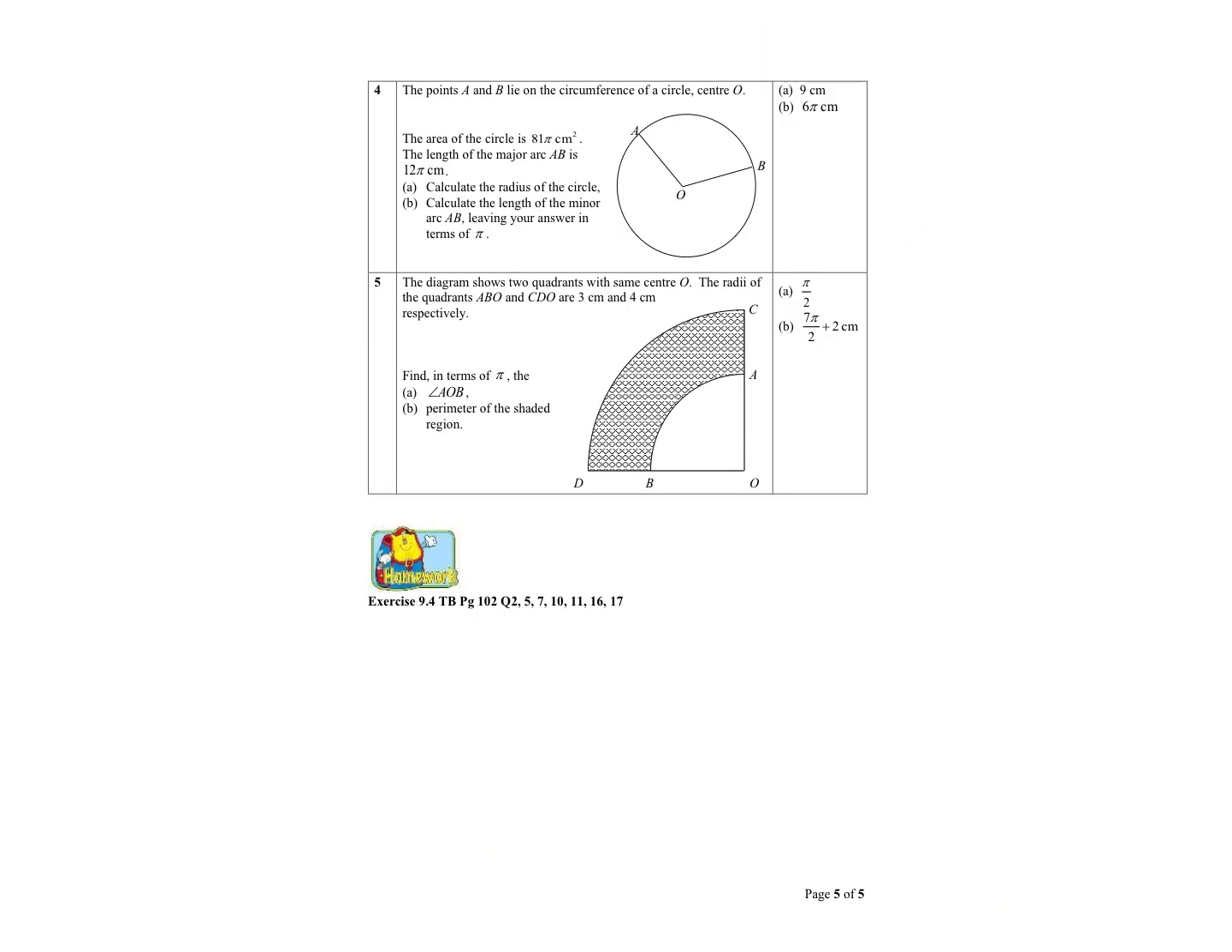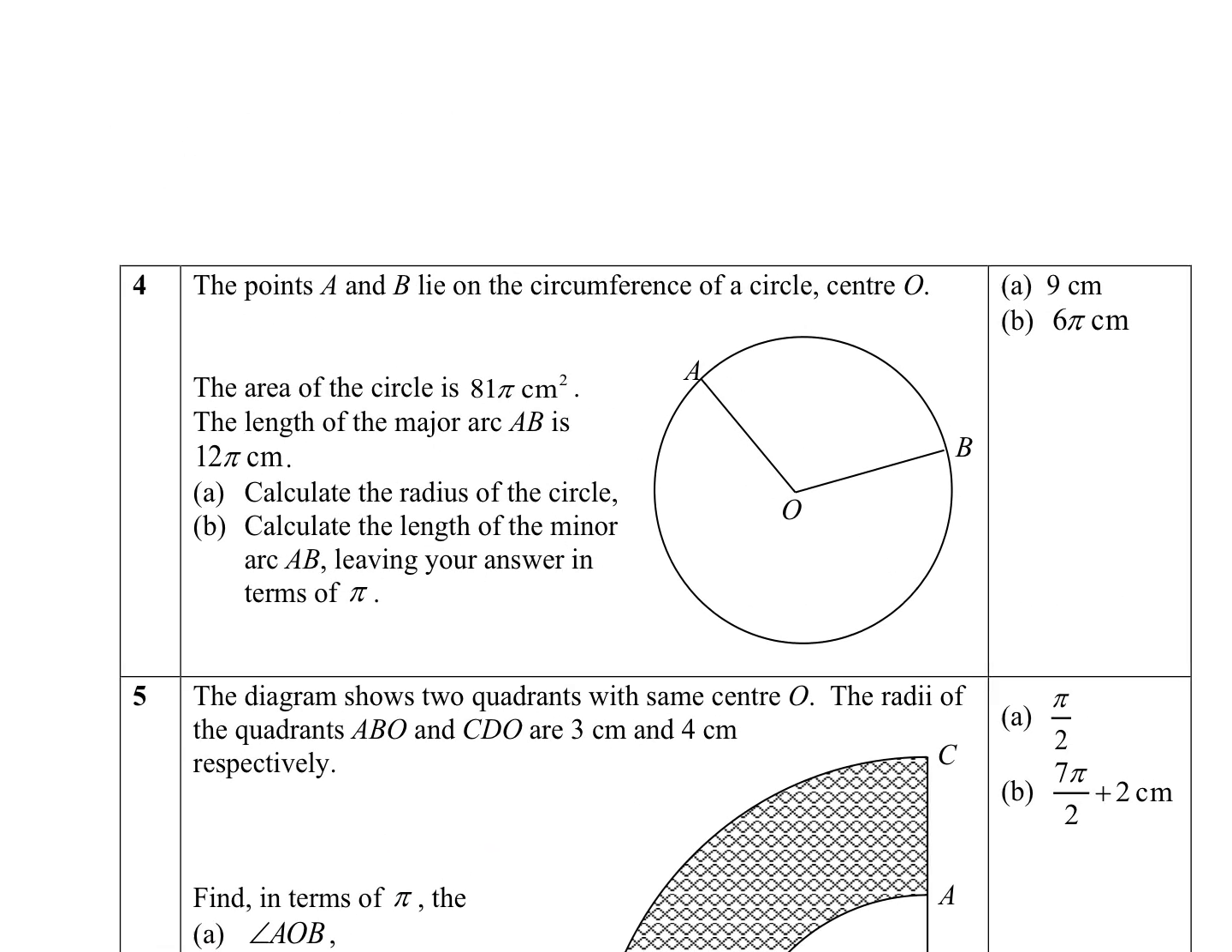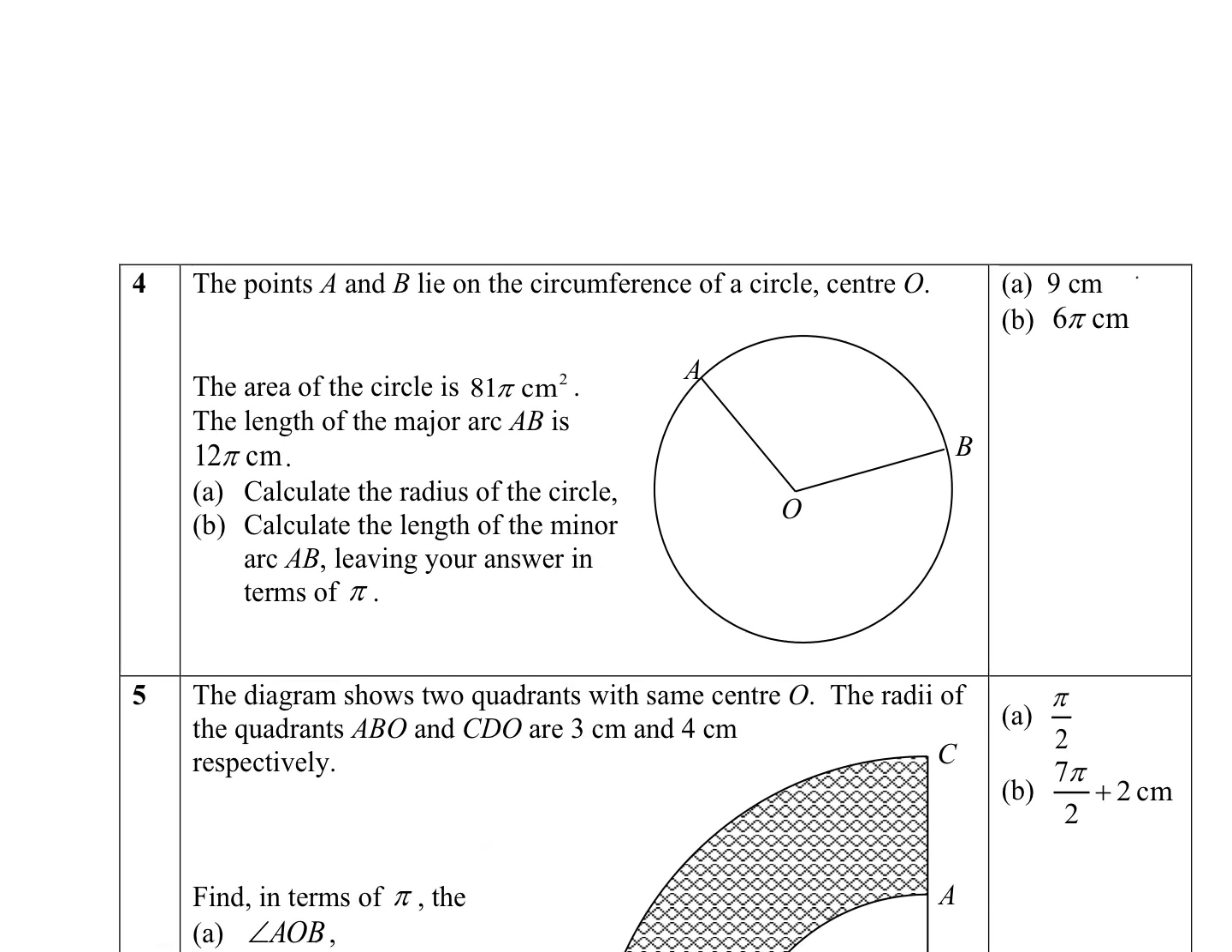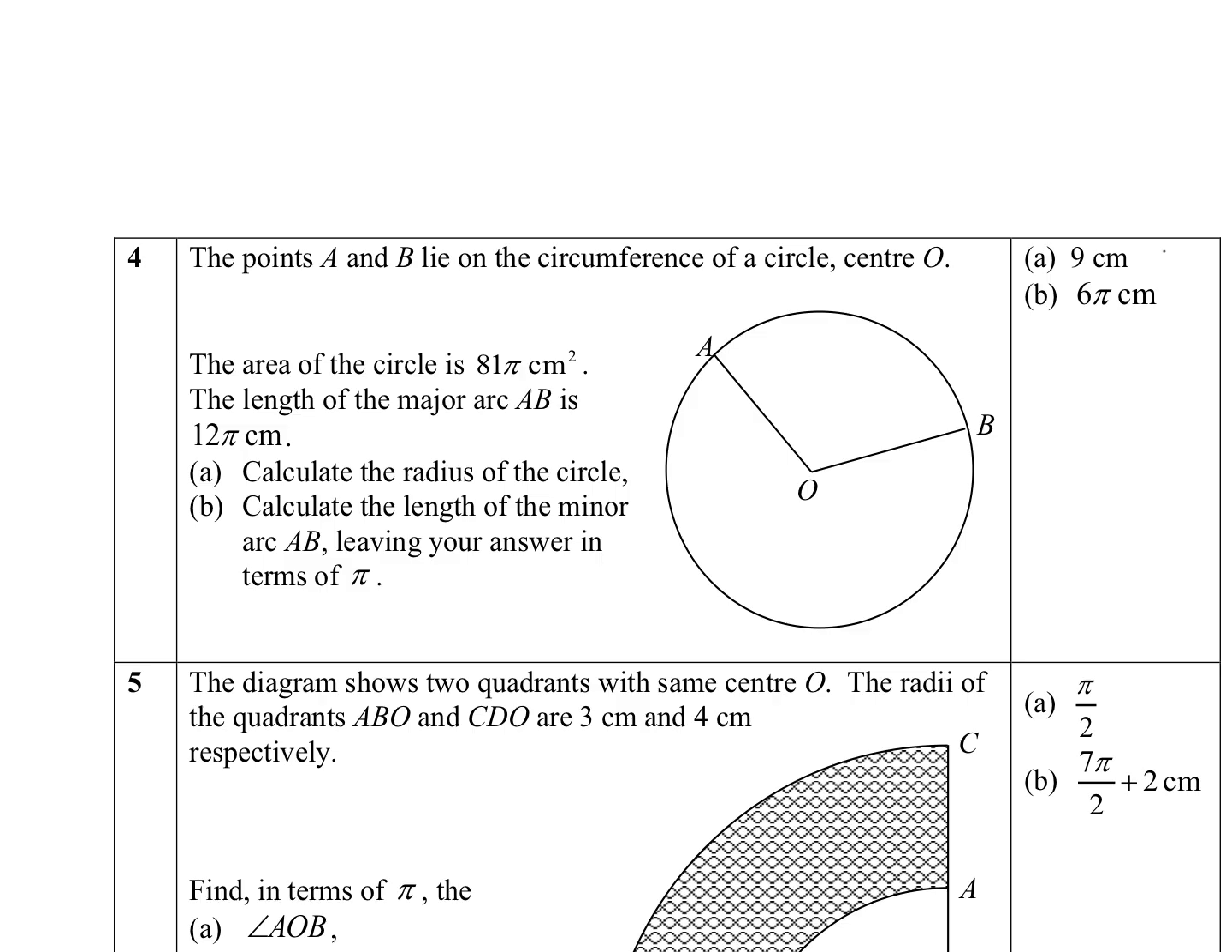Done? Okay, this one, number 4. Not done yet. Okay, next one. Question 4. The area of the circle, the whole thing, it's 81 pi. So this is what they tell you. Every time they tell you something, you go and write down what they tell you.